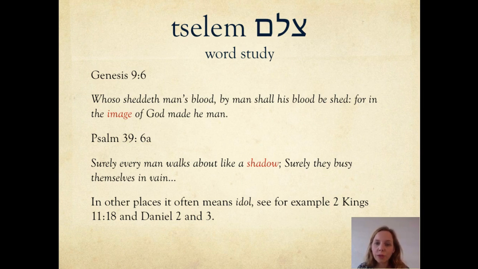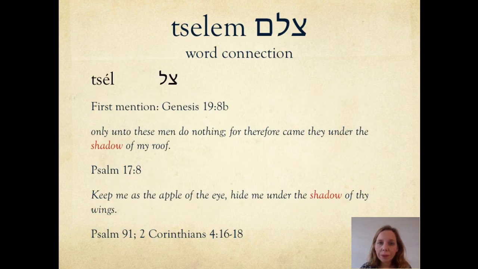Psalm 39 verse 6a. Surely every man walks about like a shadow, surely they busy themselves in vain. Shadow has, well, kind of a negative meaning here, something that is easily gone. The word Tselem can also mean idol, and I put a few scriptures here if you want to look them up. Those are scriptures where Tselem is used to mean idol.